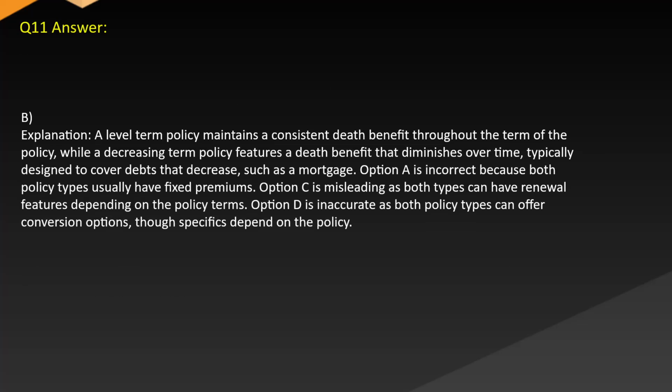Answer: B. Explanation. A level term policy maintains a consistent death benefit throughout the term of the policy, while a decreasing term policy features a death benefit that diminishes over time, typically designed to cover debts that decrease, such as a mortgage. Option A is incorrect because both policy types usually have fixed premiums.